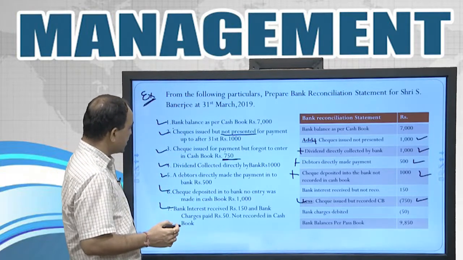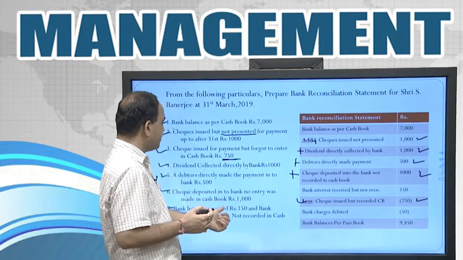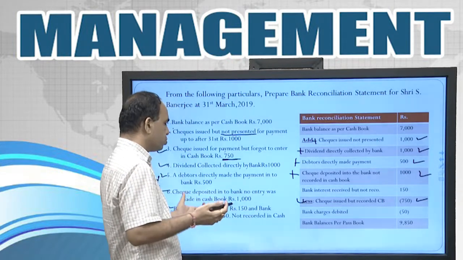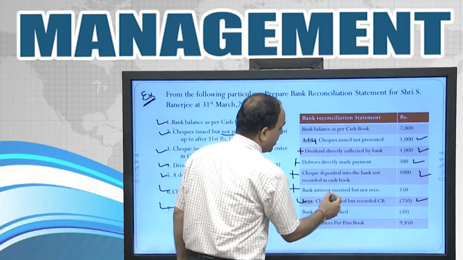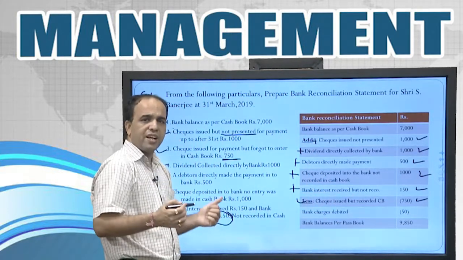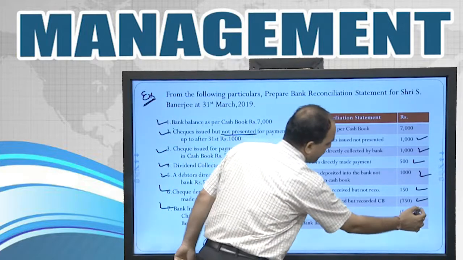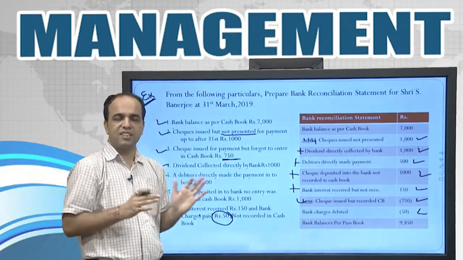And the last transaction, bank interest received rupees 150 and bank charges paid 50, not recorded in cash book. So we have to record bank interest, rupees 150 will be added. Vice versa, 50 rupees, which is an expense, would be deducted, minus 50. So friends, this is a summary of bank reconciliation transactions.